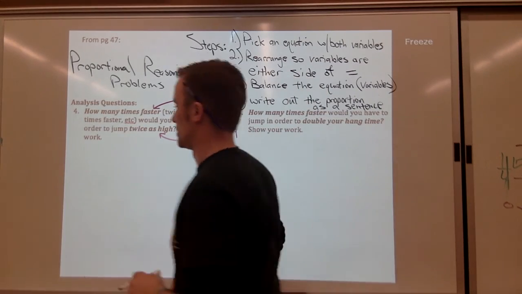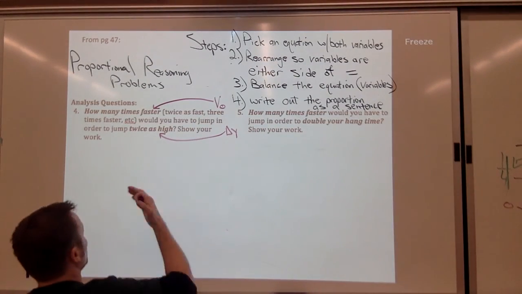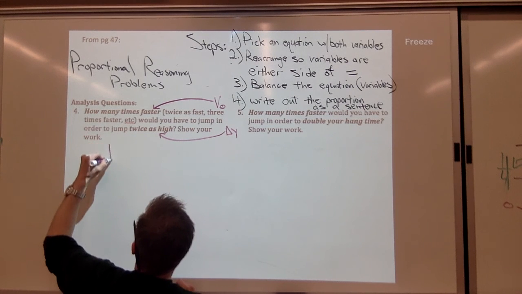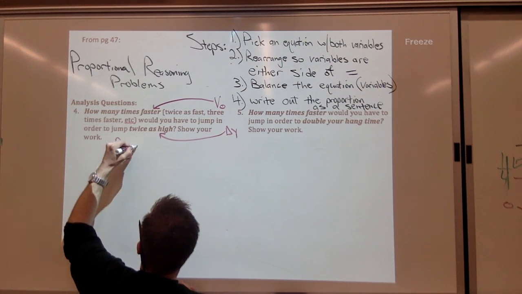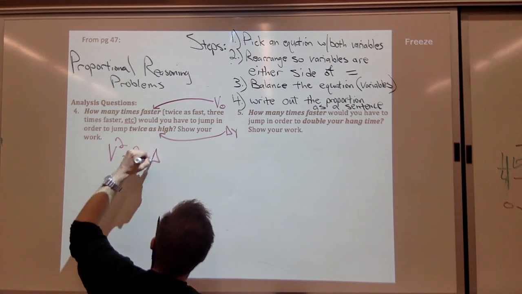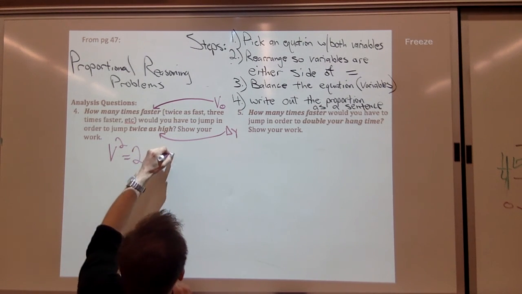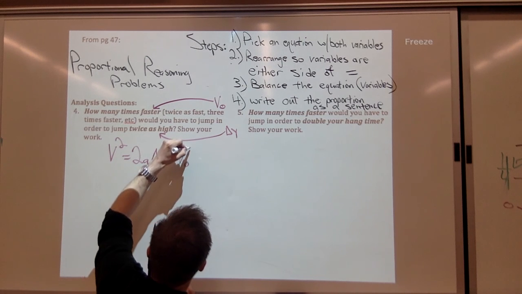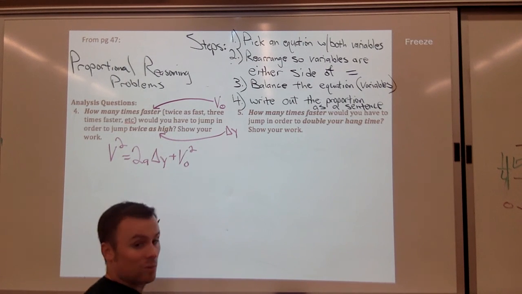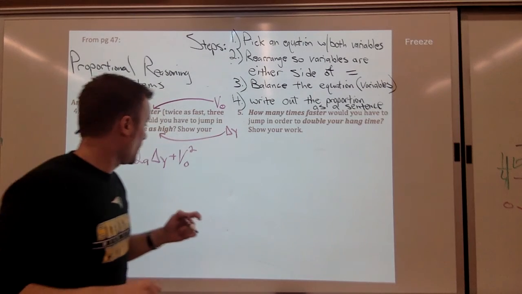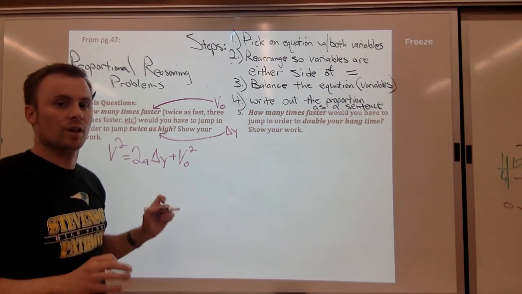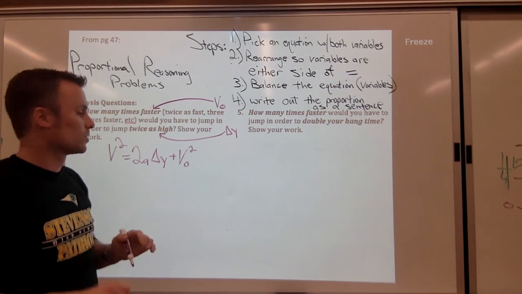And I'll tell you some more rules in a little bit. The one that I'm going to use for this one is v squared equals 2a delta y, again using the y because it's vertical motion, plus v naught squared. Okay? Now, I picked this one because when I change one variable, it's not going to change the other one in a free fall, and here's why.